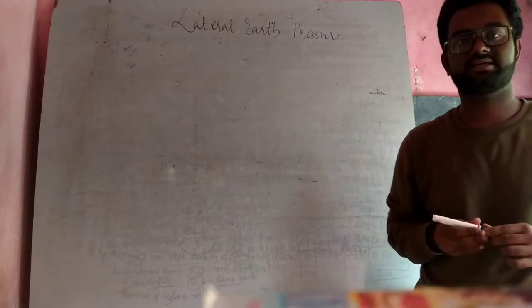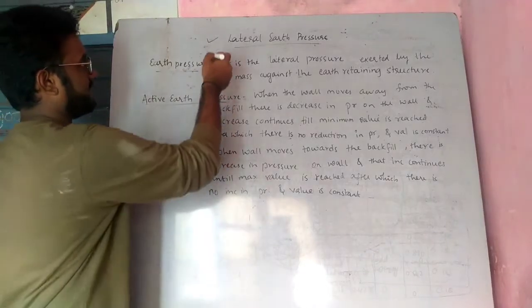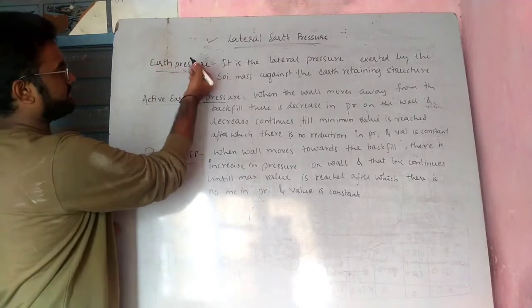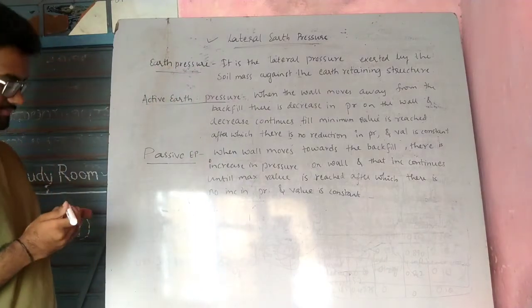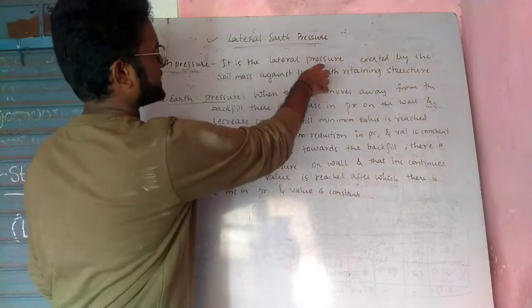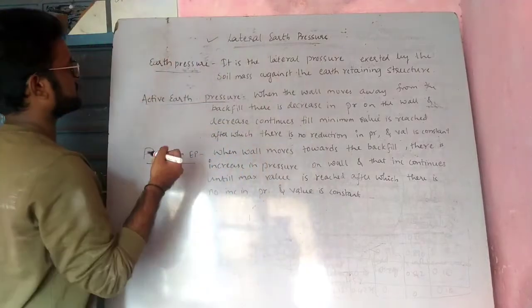Okay, let's begin the discussion. So friends, now let us begin the discussion on the chapter lateral earth pressure. To begin with, let us discuss some basic definitions of earth pressure. So what is this earth pressure? It is a lateral pressure exerted by the soil mass against the earth retaining structure.